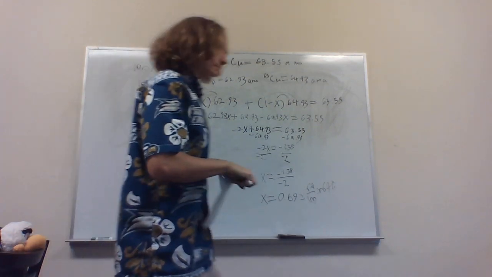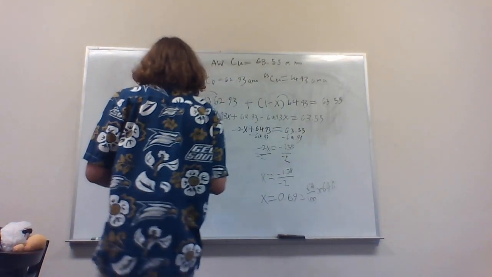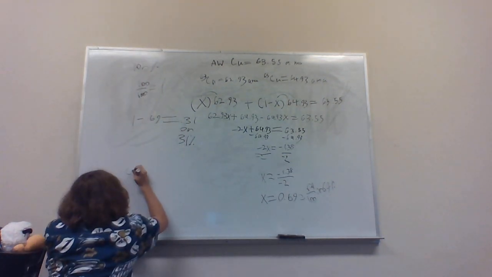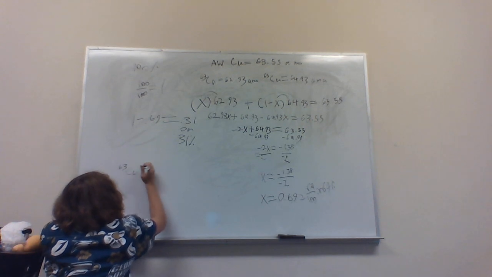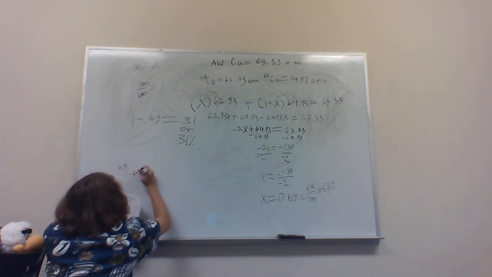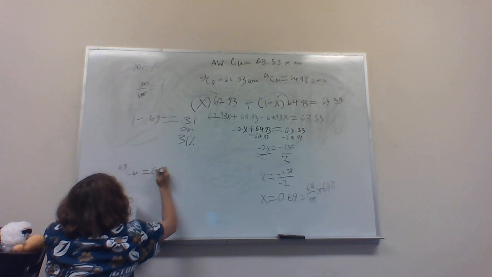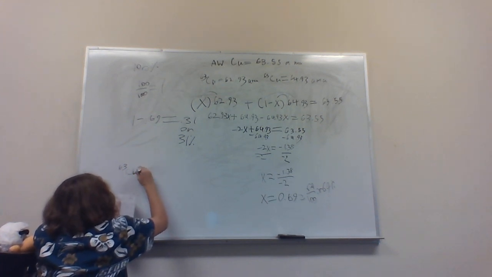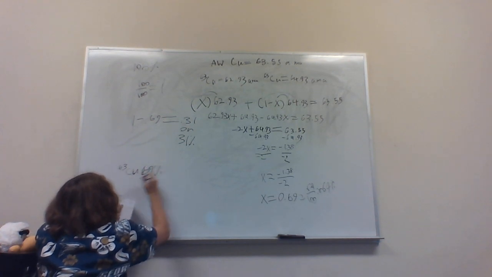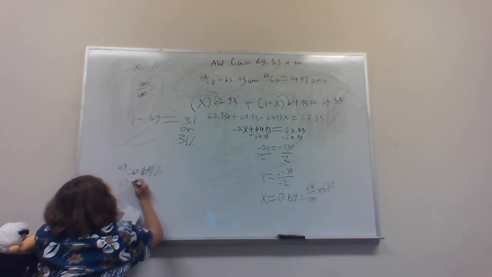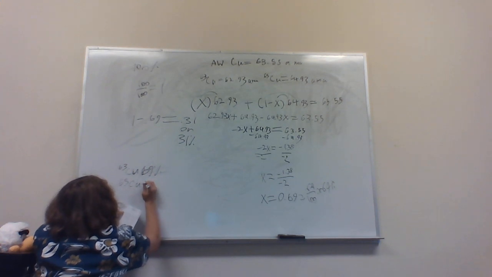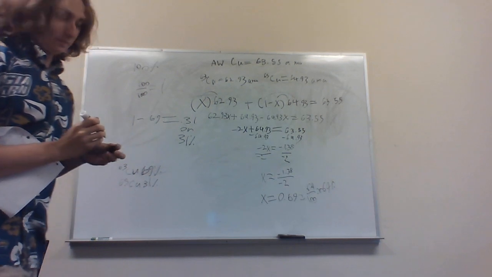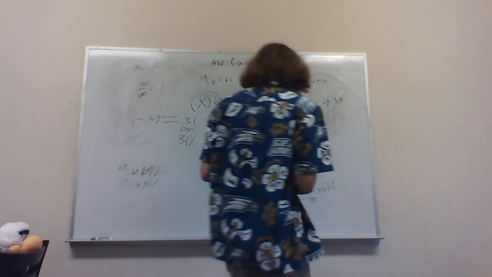So our natural abundance of the copper isotope with mass number 63 is equal to 69%, and the copper isotope with mass number 65 is 31%. And if you don't believe me, we can actually check our work. So let's go do that.